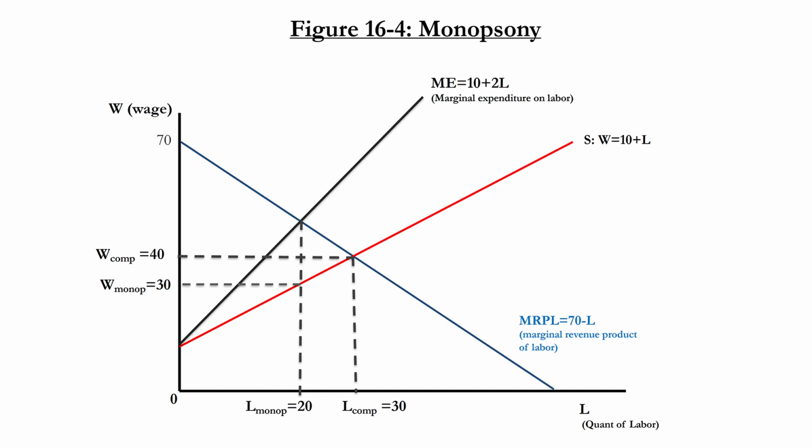So what does a monopsonist do? The monopsonist goes to the point where marginal cost equals marginal benefit. What's the marginal cost? The marginal cost is the marginal expenditure curve. What's the marginal benefit? The marginal revenue product curve. So it says I want to hire 20 workers. Not the 30 I was hiring when the market was competitive, but 20. What wage am I going to pay them?